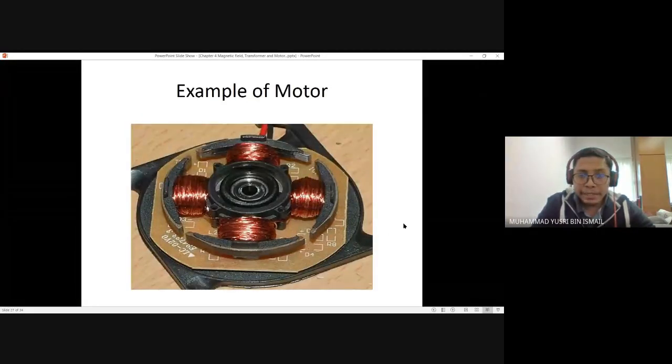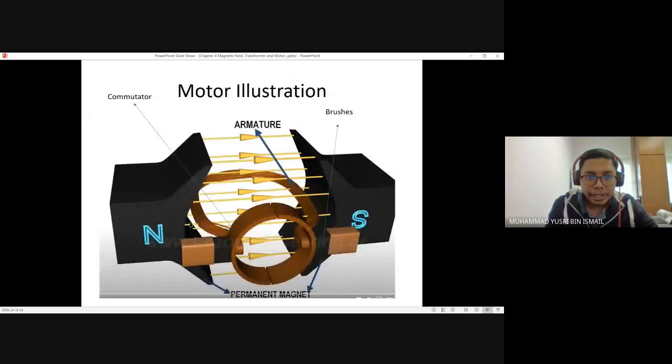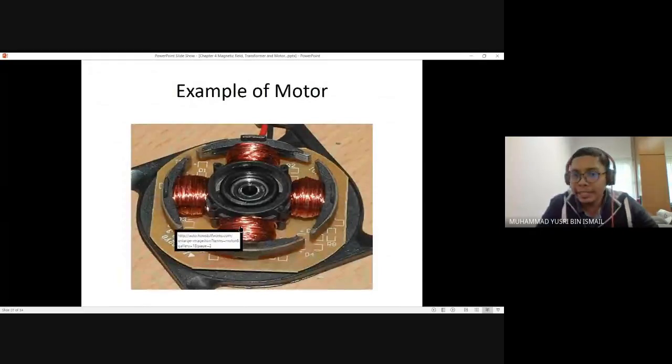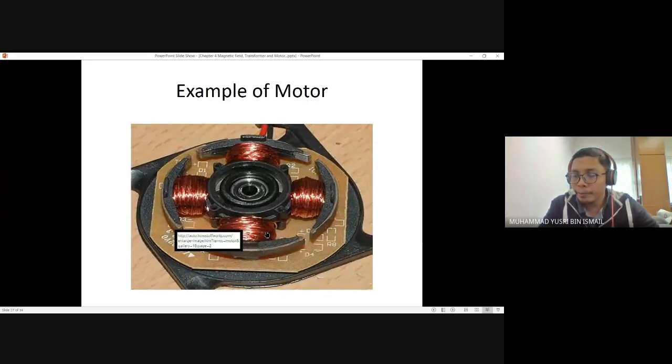Okay. Previously, the most basic motor only had one armature. But in order for you to increase the efficiency, you can attach a lot more armatures, so that it can keep on disrupting the magnetic field, so that it will produce a higher power.